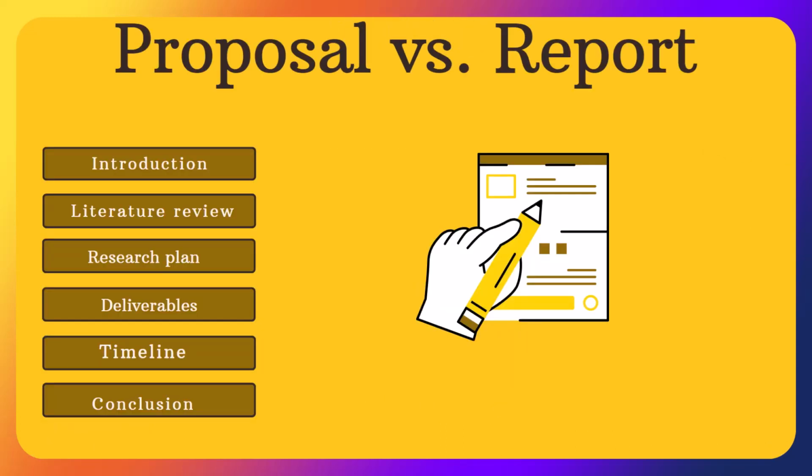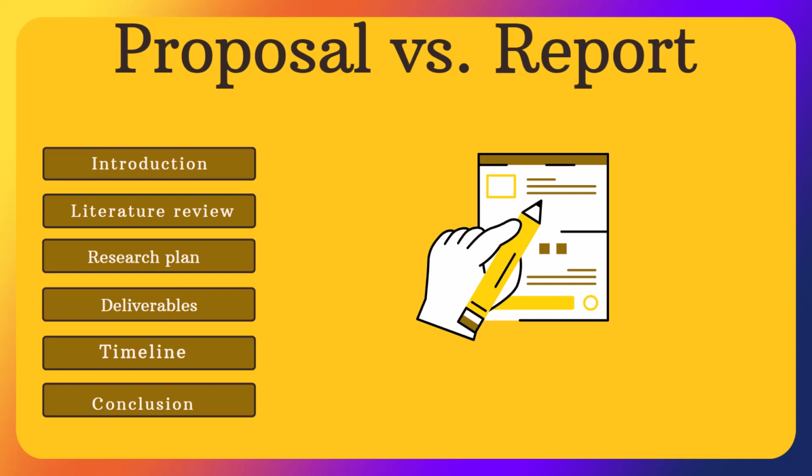This may look familiar. Some of the sections are similar to a proposal. In a proposal, we also review the literature, detail the problem, provide a research plan, and discuss the implications of the work. There are some differences, however. First of all, in a proposal, we write about what we will do, and in a report, we write about what we've done.